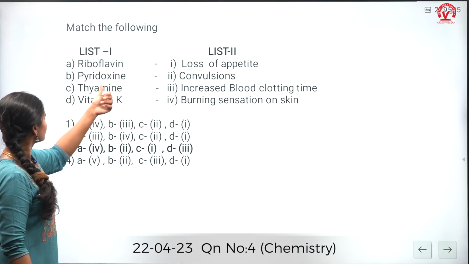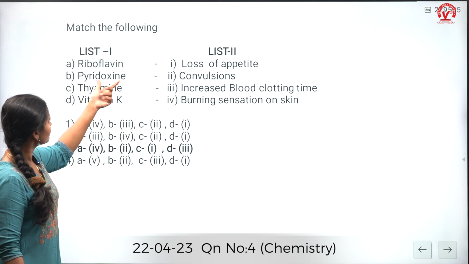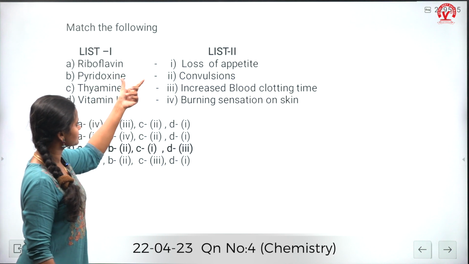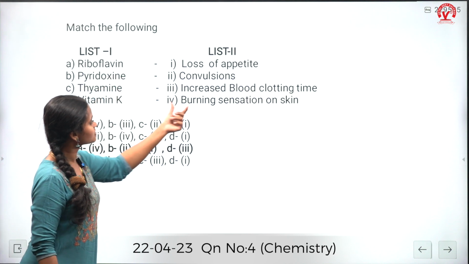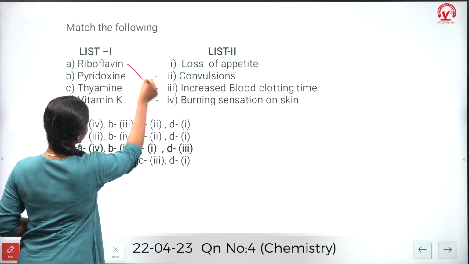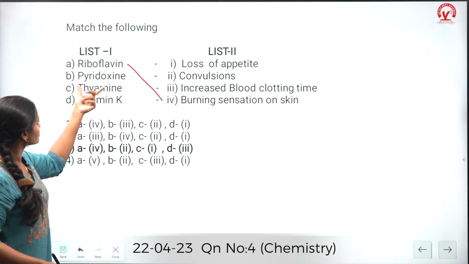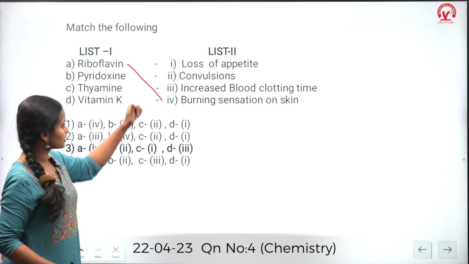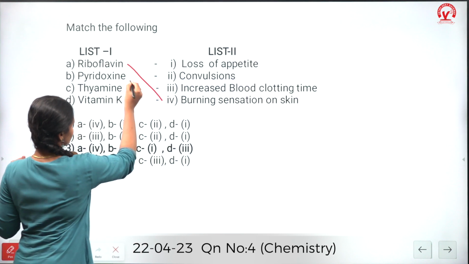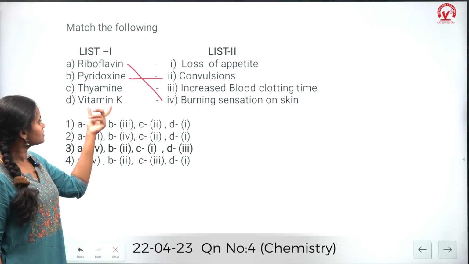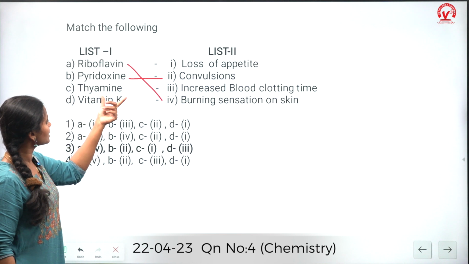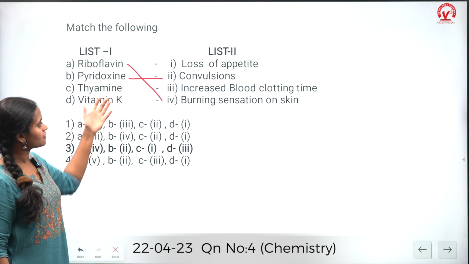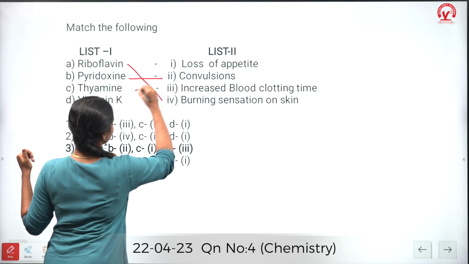Match the following. The first one is riboflavin, which is nothing but vitamin B2. Its deficiency increases the burning sensation on the skin. Then the second one is pyridoxine, which is nothing but vitamin B6. The deficiency of pyridoxine leads to convulsions. Then the third one is thiamine, a vitamin B1 compound. The deficiency of thiamine leads to the loss of appetite.